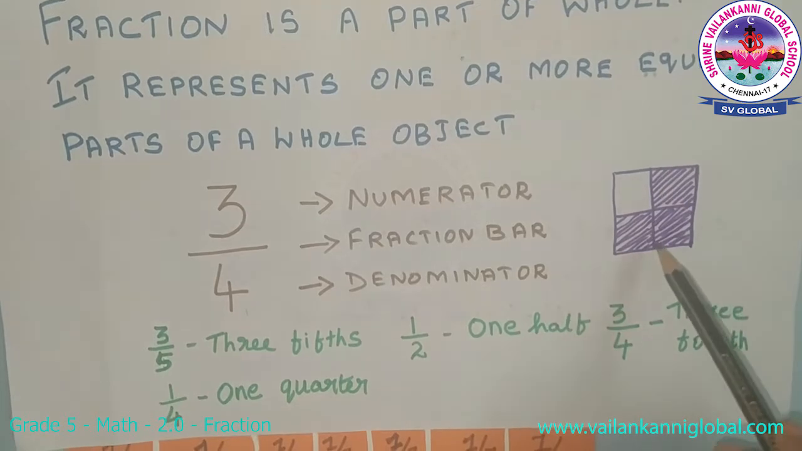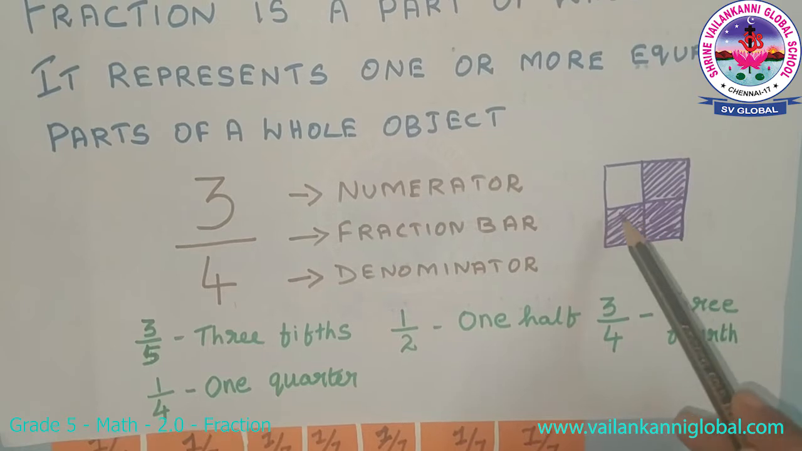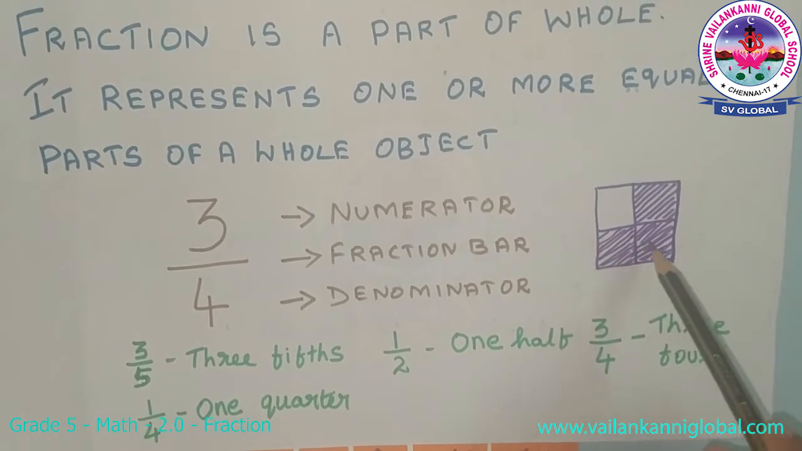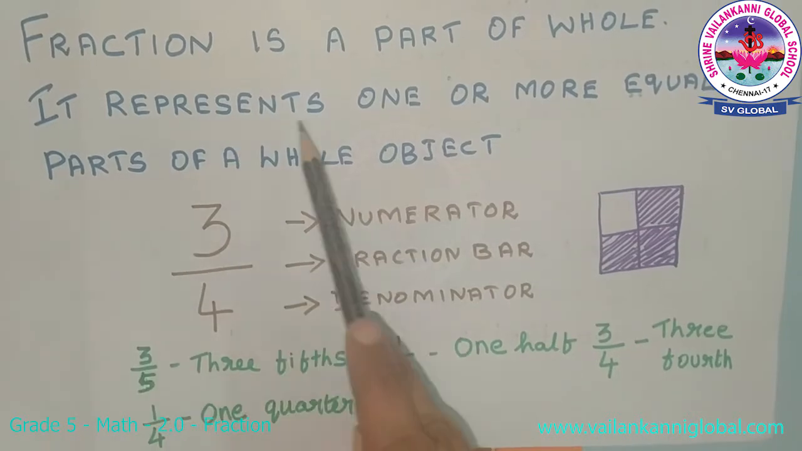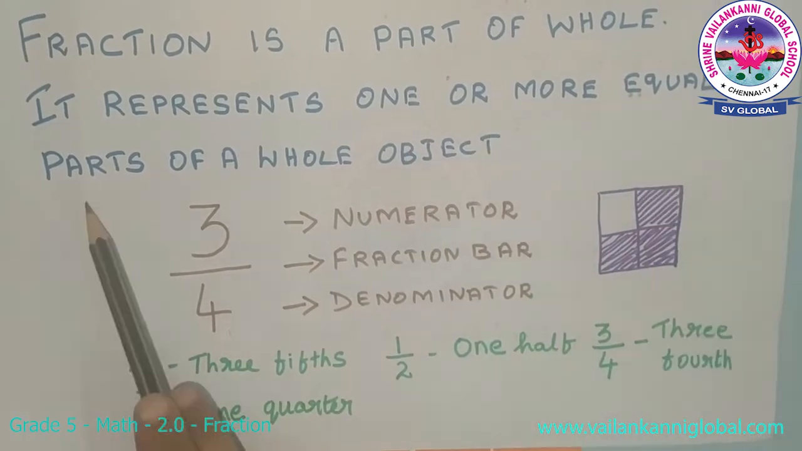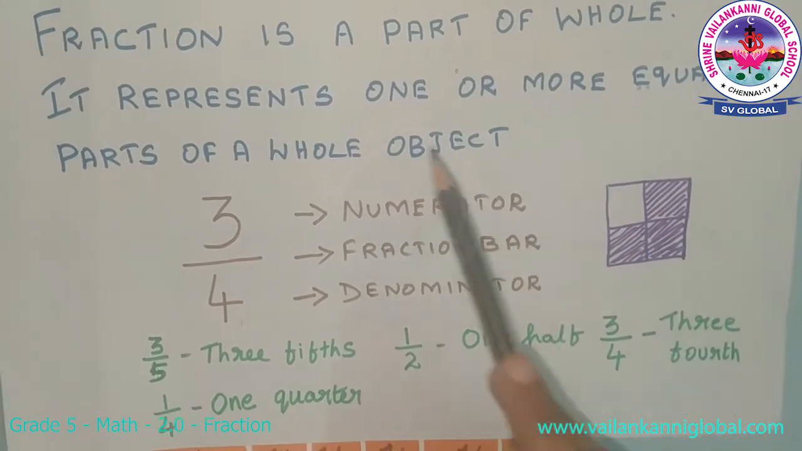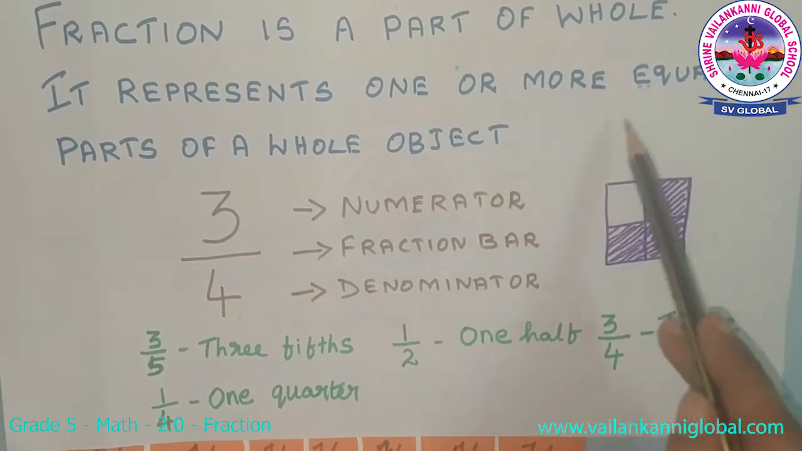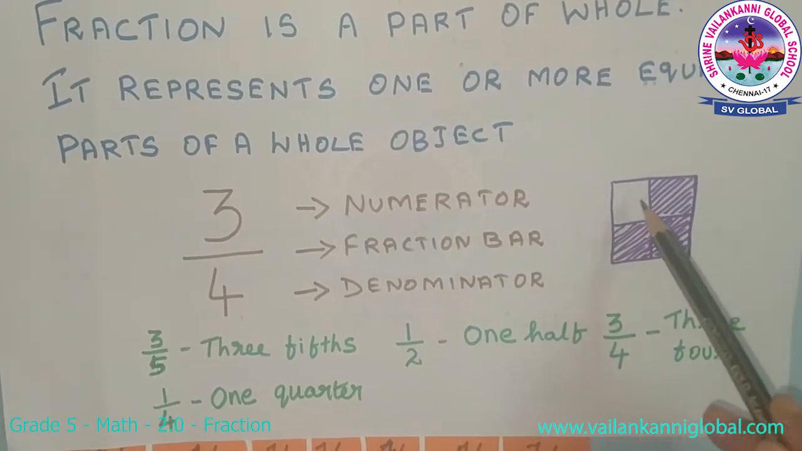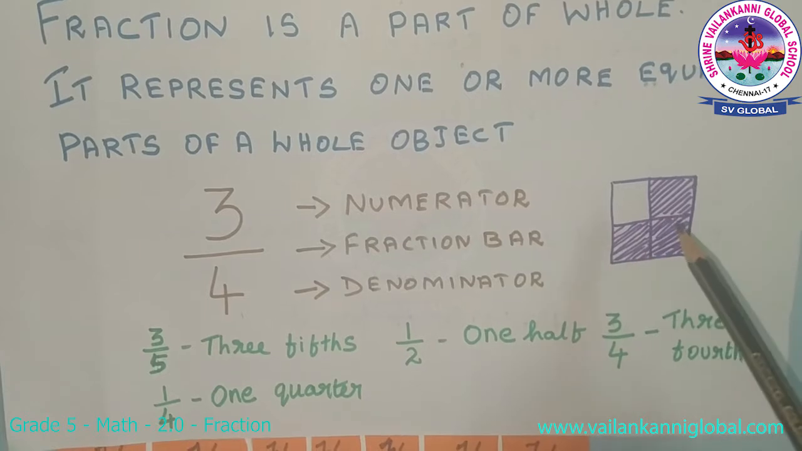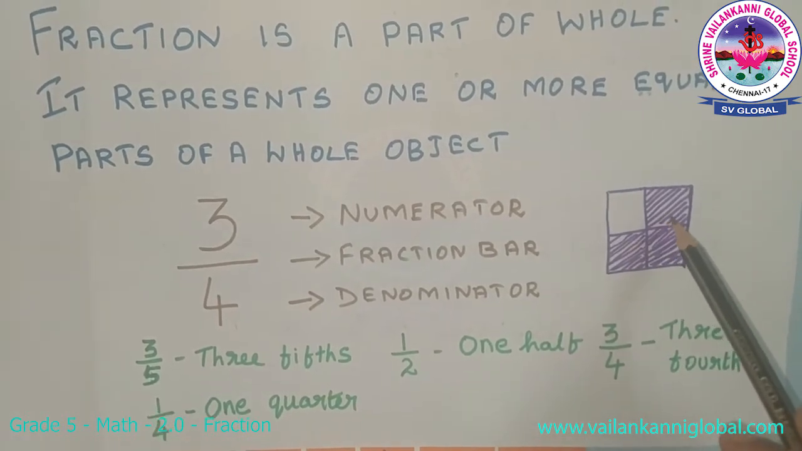Here we divided a whole into 4 equal parts. So that is the fraction, a part of the whole. It represents one or more equal parts of a whole object. Here we are representing 4 equal parts, and we shaded 3 portions of that object.